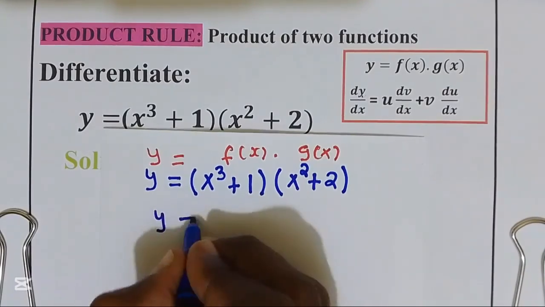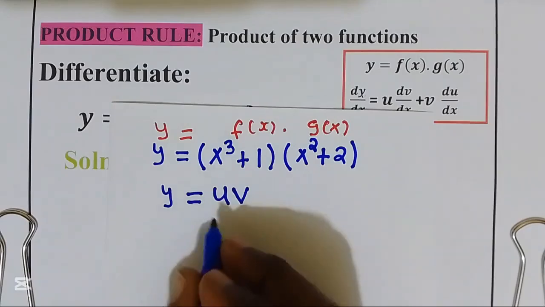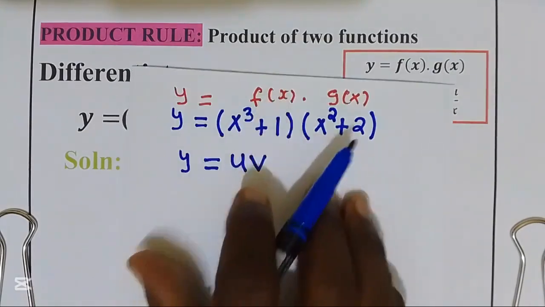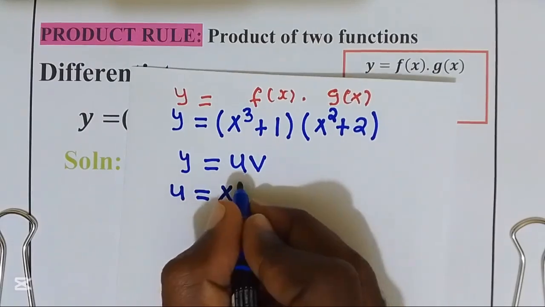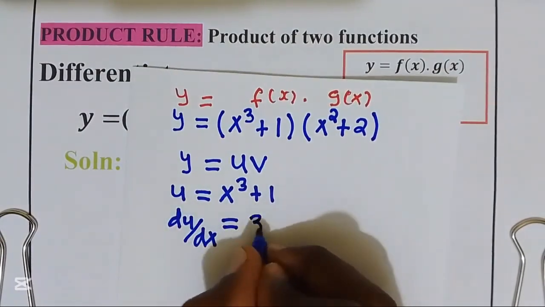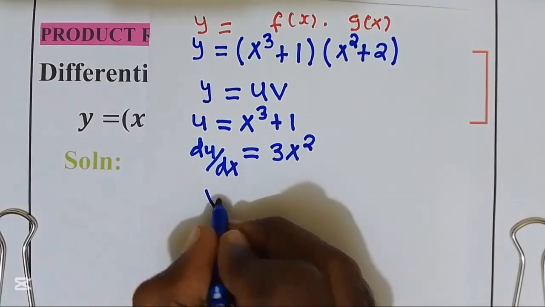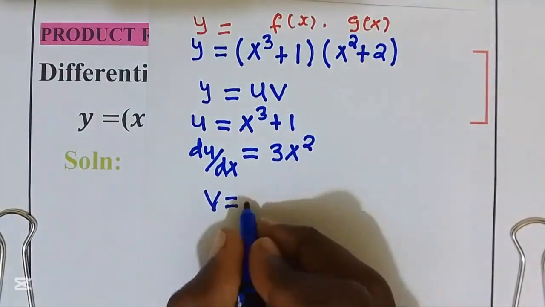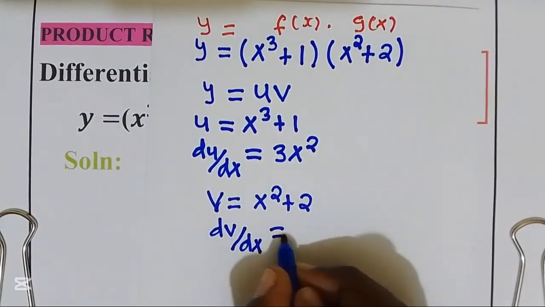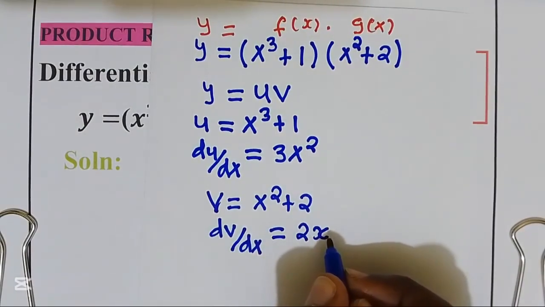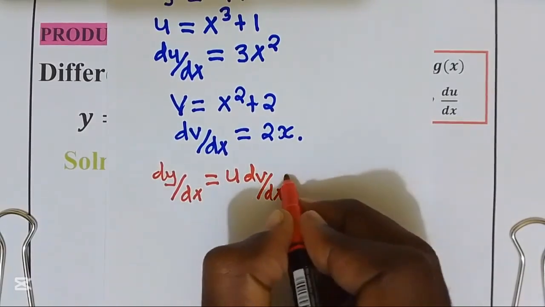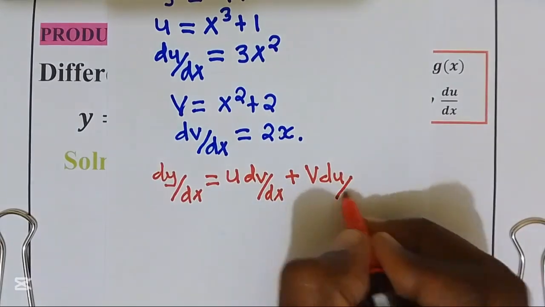If we let y is equal to uv, we can assign u to x cubic plus 1 and v we can assign to x square plus 2. u is equal to x cubic plus 1, du dx is equal to 3x square, and v is equal to x square plus 2, dv dx is equal to 2x. dy dx is equal to u dv dx plus v du dx.